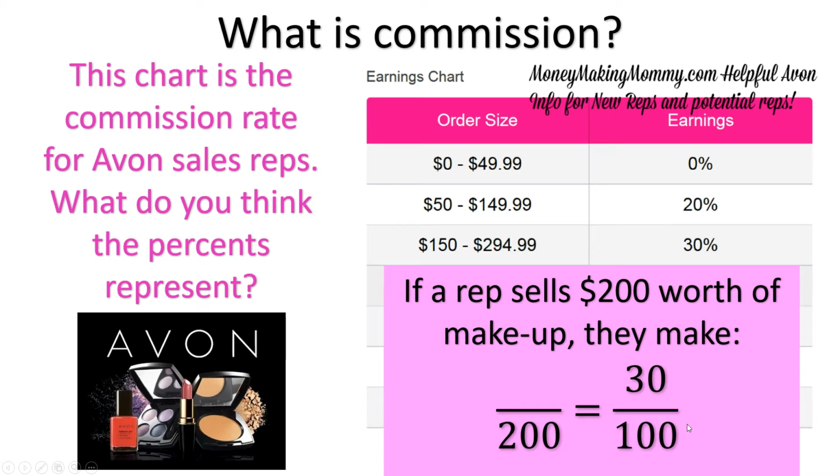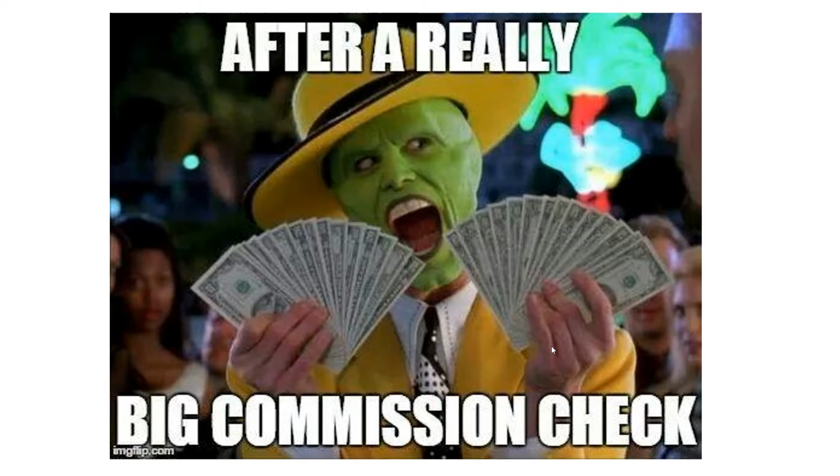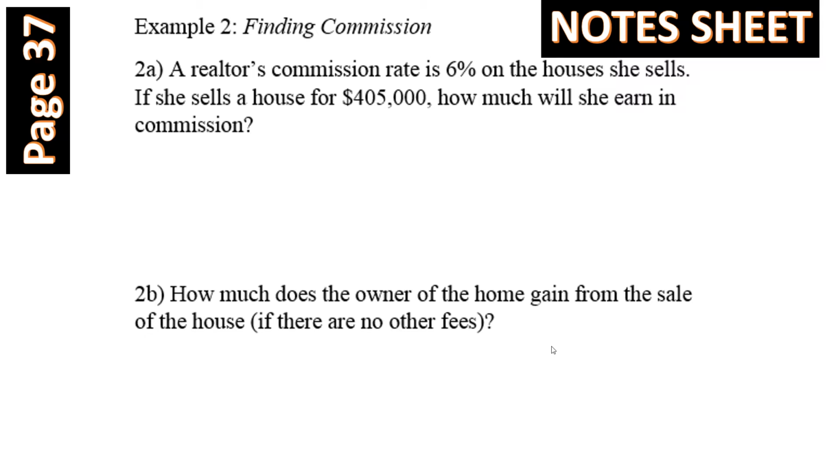So I didn't do the math here, but if we do 200, I'm going to type it on my calculator. 200 times 0.3, that's $60. So they make $60. And another easy way, I don't know why I used a calculator, 100 times 2 is 200, 30 times 2 is $60. So silly me, not even noticing the quickest way to solve this one. So here's how it can feel, especially if you're a realtor and you receive a really big commission check.